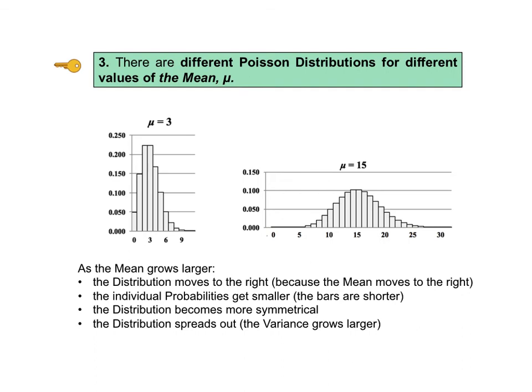The individual probabilities get smaller, the bars are shorter. The distribution becomes more symmetrical, and the distribution spreads out. The variance grows larger.